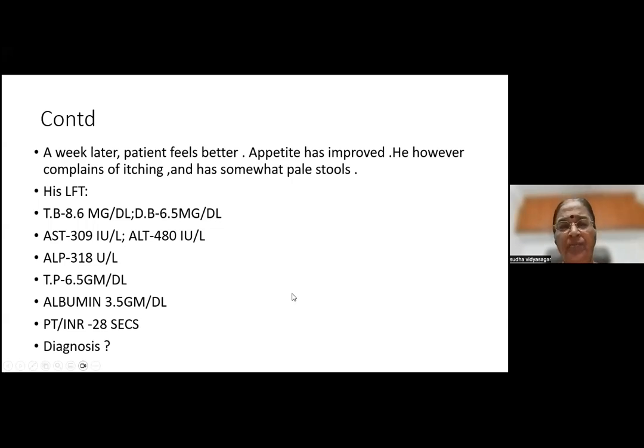Same patient, your viral hepatitis patient, enzymes have come down. Can you make out? From 4 digits to 3 digits. Okay. Now his appetite has improved. However, he's complaining of itching. Jaundice has become a little worse and he's got pale stools. What is this now?